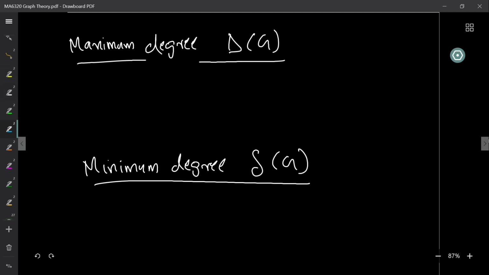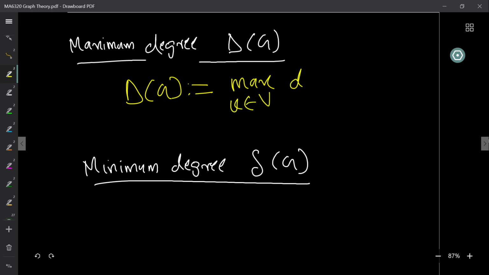So what is the maximum degree? The maximum degree of a graph is defined to be the maximum, over all vertices of the graph, of the degree of the vertex. So the largest degree that appears in the graph is called the maximum degree. Now, similarly, the minimum degree of the graph is small delta of G, which is the minimum over all the vertices of the degree of v.